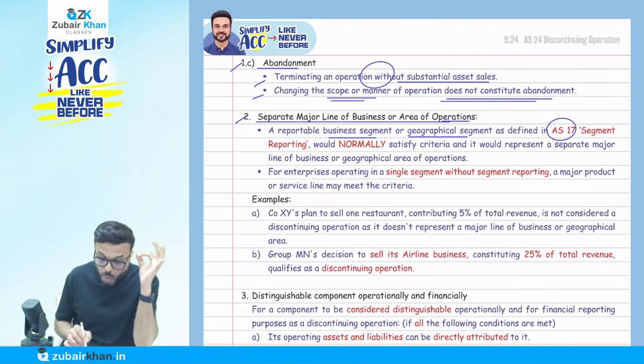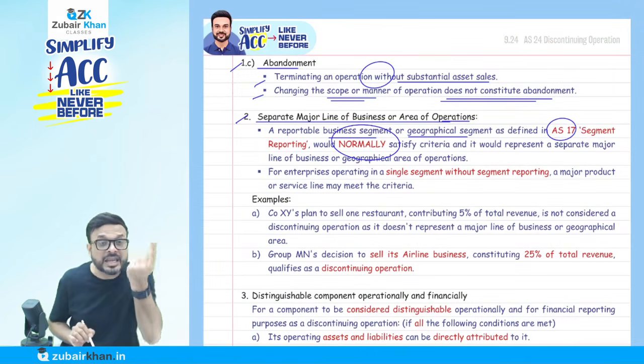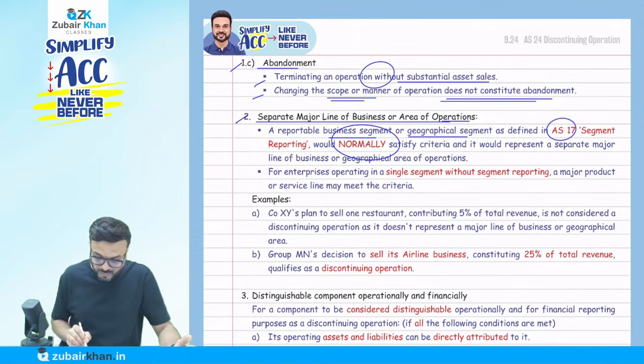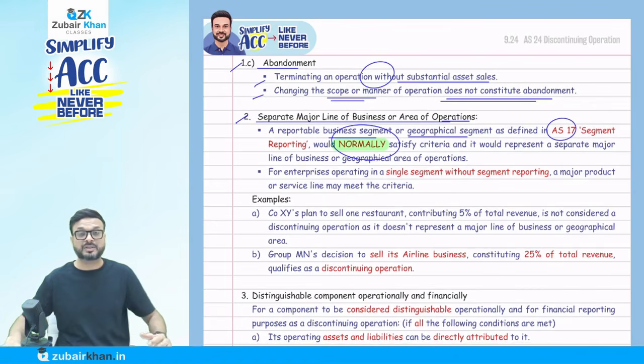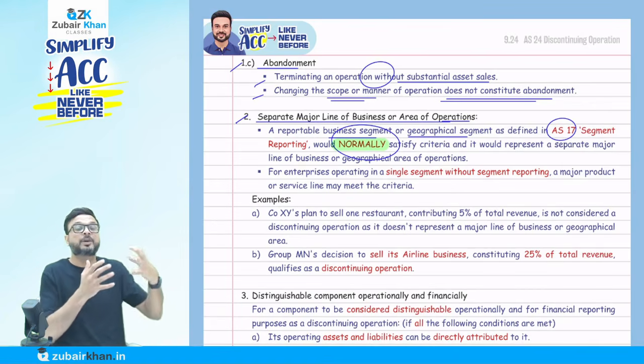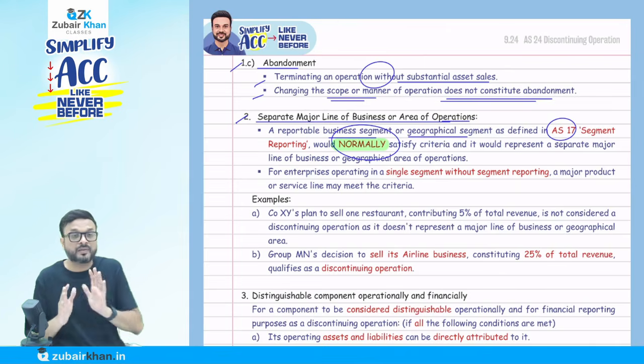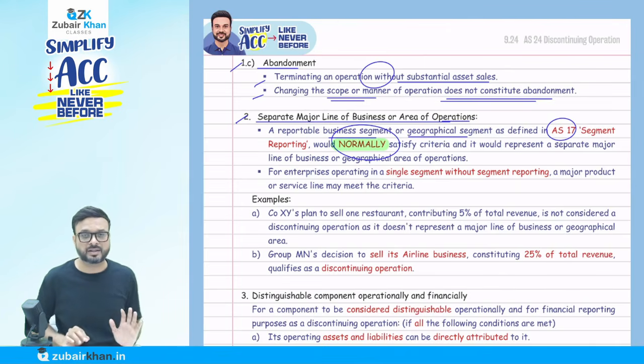They say "would normally", it's a keyword. They use the word "normally" satisfy the criteria. It would represent a separate major line of business or geographical area of operation. They say what they have defined as a business segment or a geographical segment as per Accounting Standard 17, that is normally what we have to cover here.